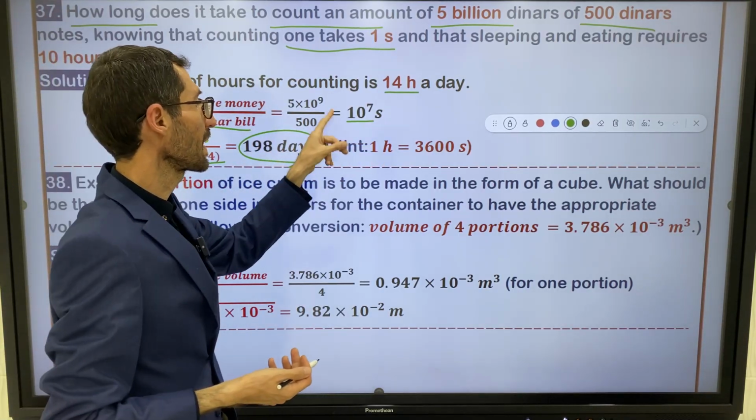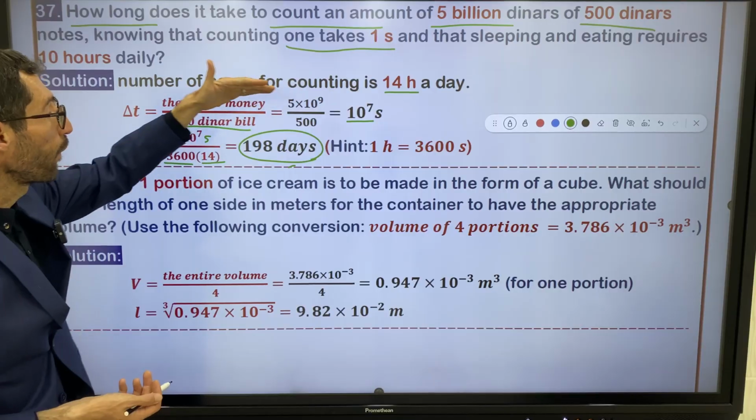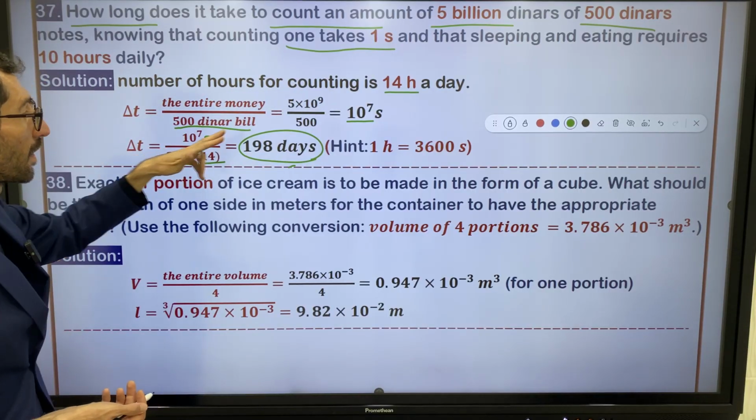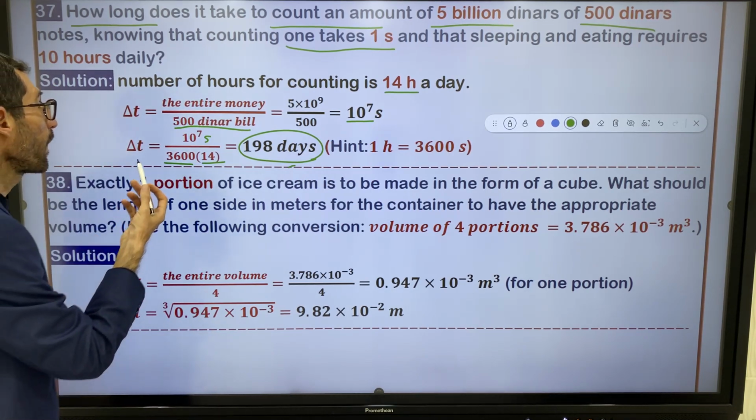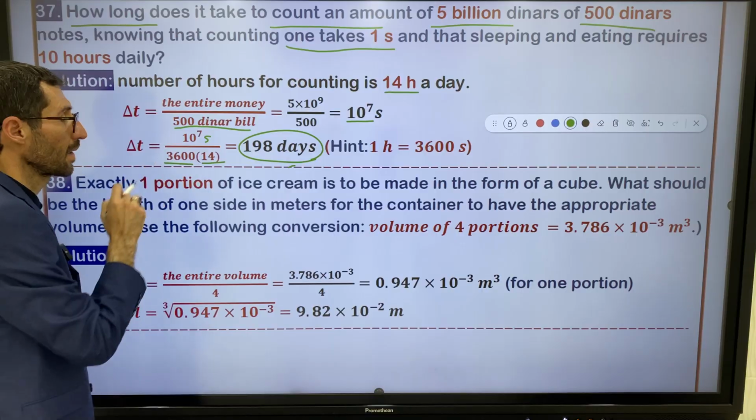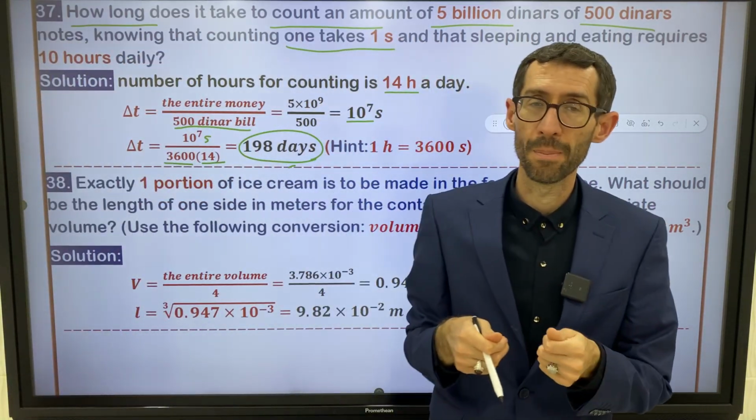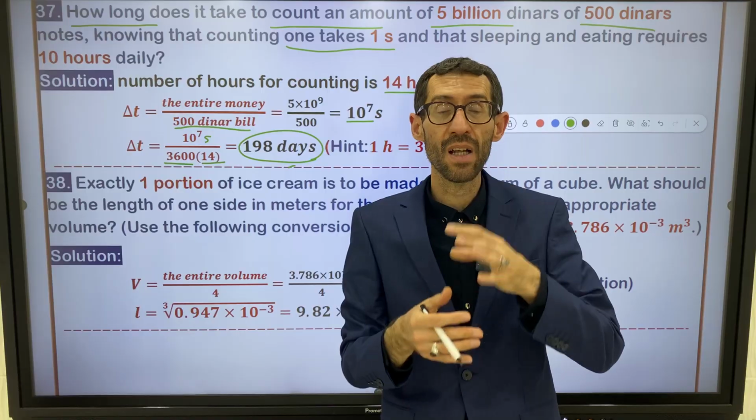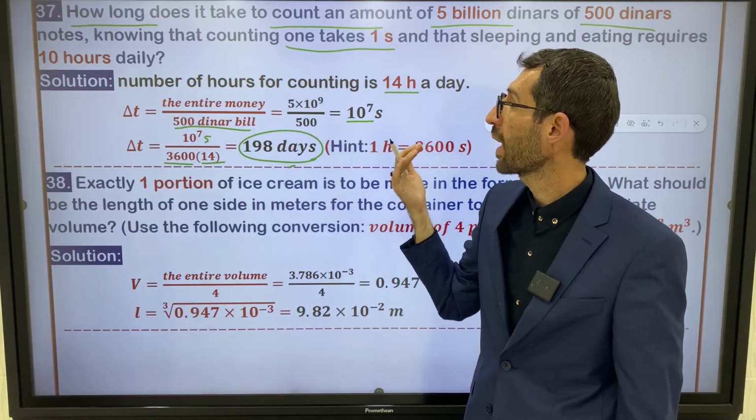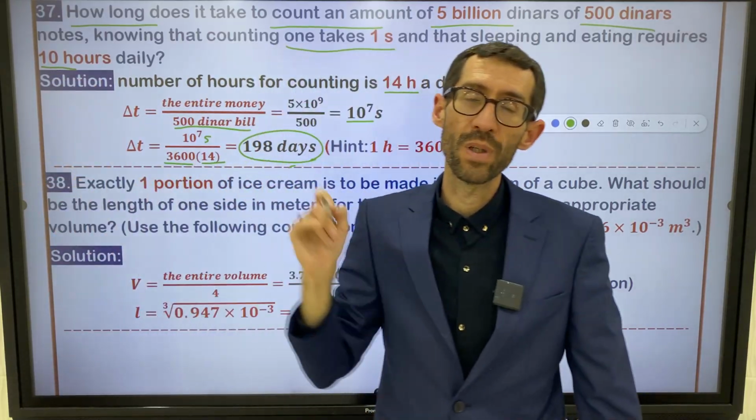So this number is taken in second. After that, you have to divide this number, the time period in second, the time for counting, divided by what? Divided by the number of hours that you count the money, not the entire day, not 24 hours. You have to subtract 10 hours from 24.